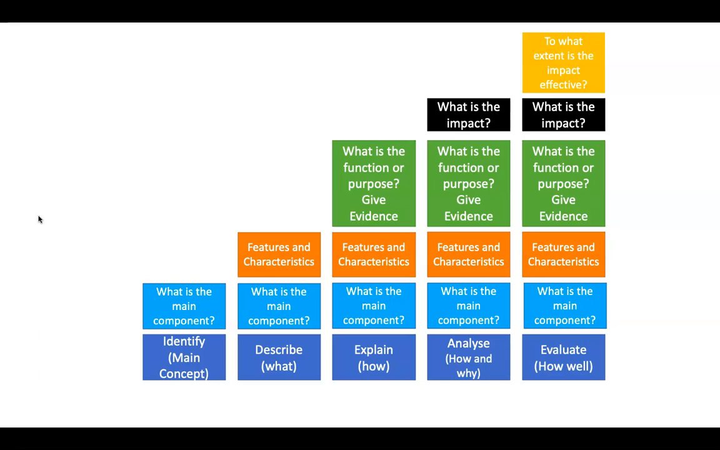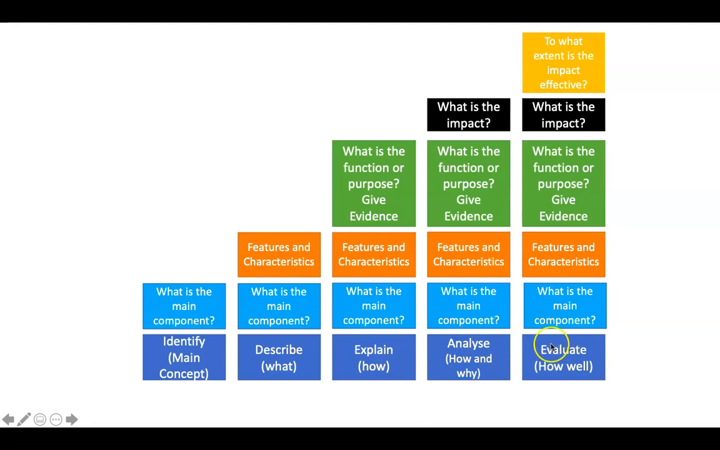Now, the key thing I want you to take away from this particular graphic here is the idea that if you're going to analyse something, you need to do all of these steps here first before you can get to the analyse part of the question. If you jump straight in with an analysis and it's a 5-mark question, you might get 1 or 2 marks for that. But if you don't identify, describe or explain, you're not going to get the full marks for an analysed question, no matter how good your analysis is.